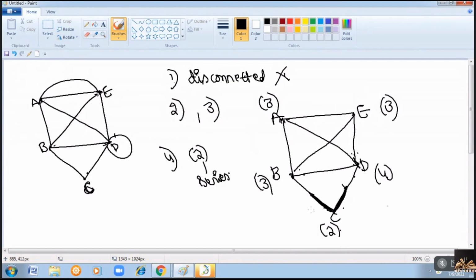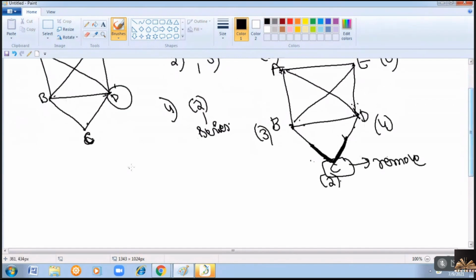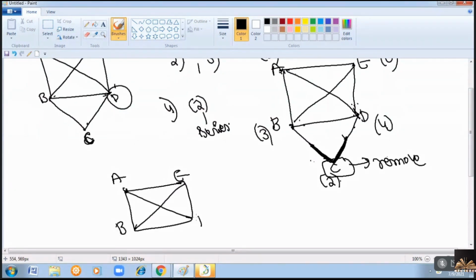Okay. Now these two edges are in series. So what do you have to do? You have to eliminate this vertex. Remove this vertex. Then what will you get? A... I have eliminated the vertex C, right? So when you remove the vertex C, the edge is from B to D.